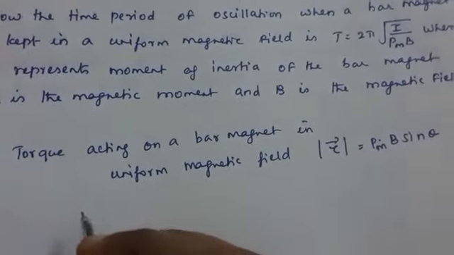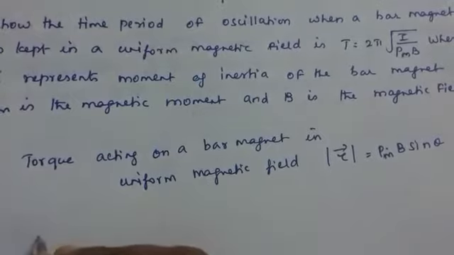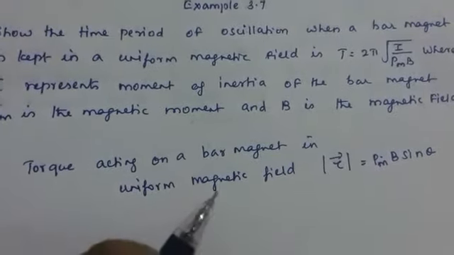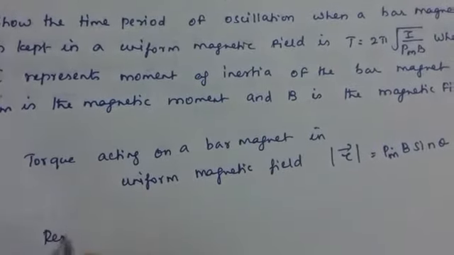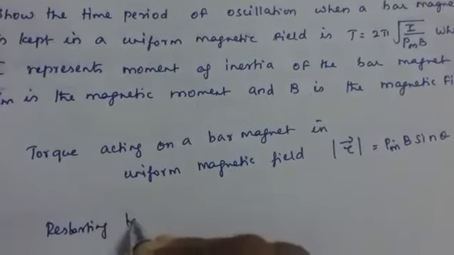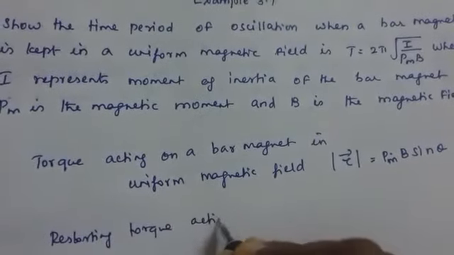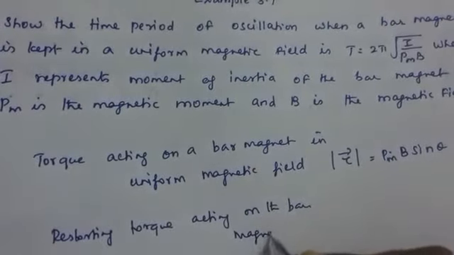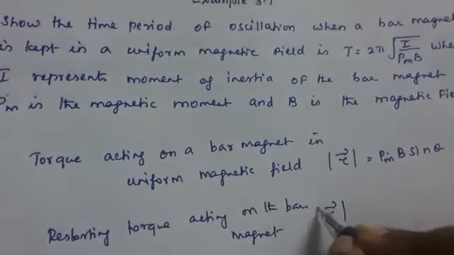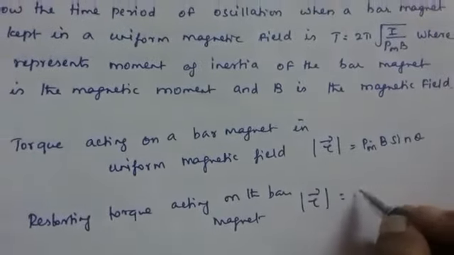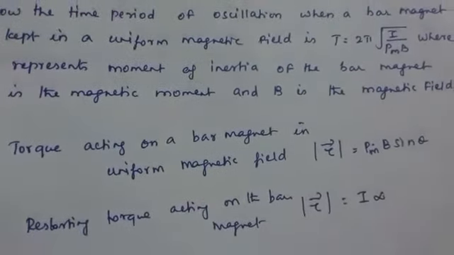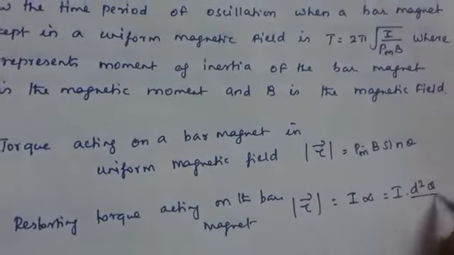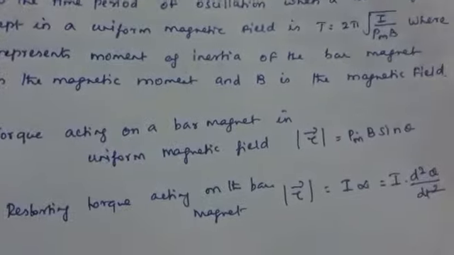Now, the restoring torque acting on the bar magnet. When a torque is acting on the bar magnet, an opposite restoring torque will be acting on the bar magnet. So, the restoring torque acting on the bar magnet, here also the magnitude only we are taking, is I alpha. Now, this can be written as I into d square theta by dt square.